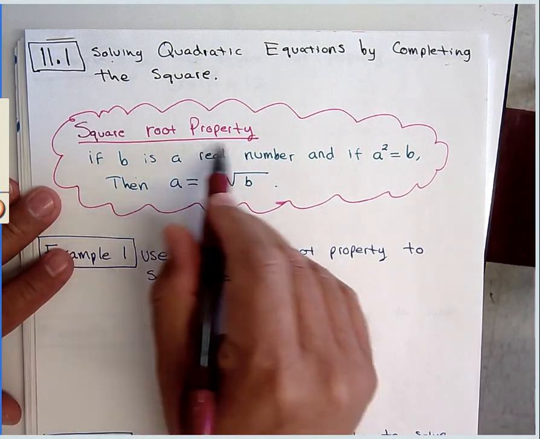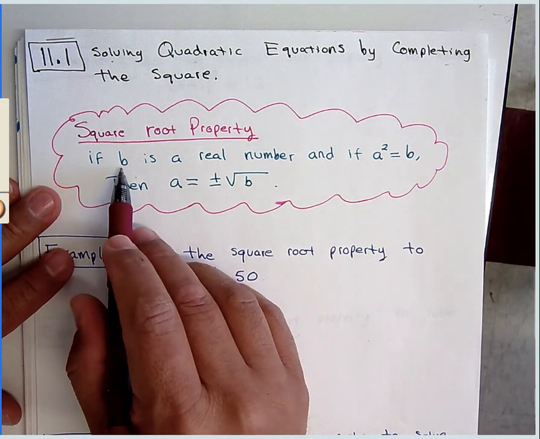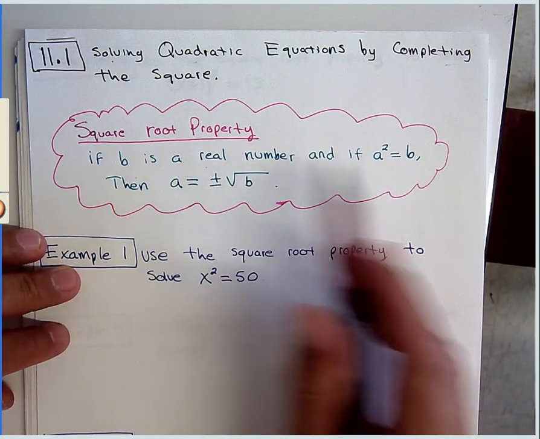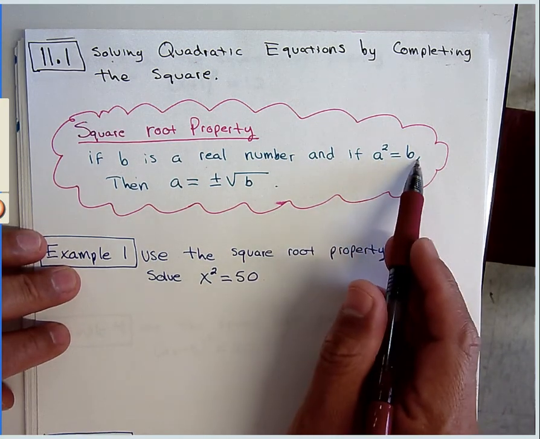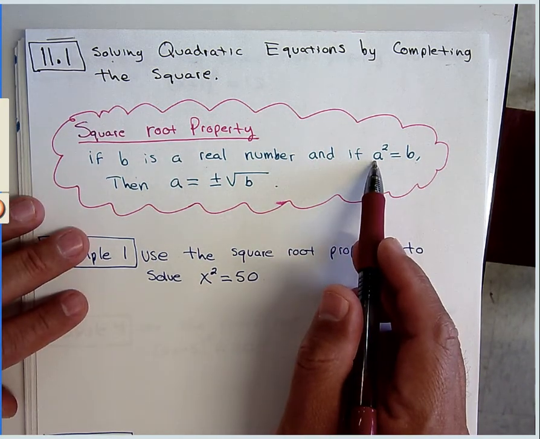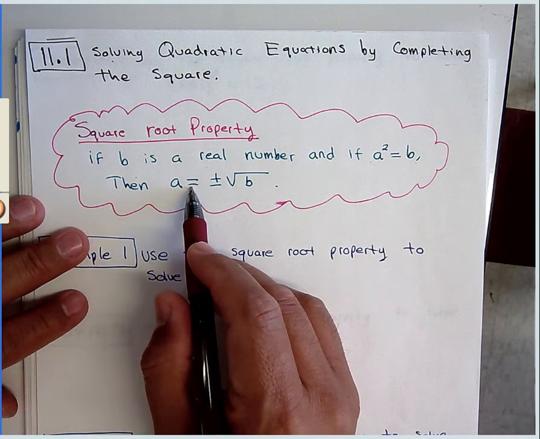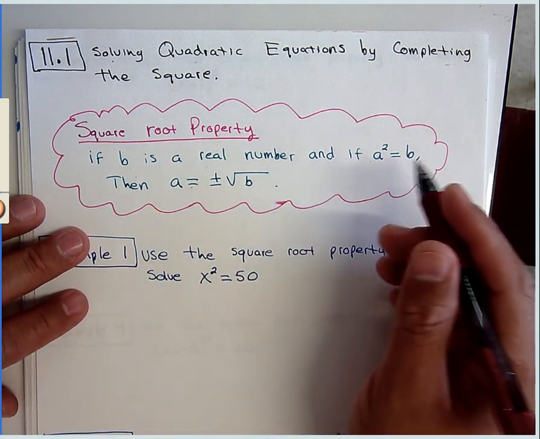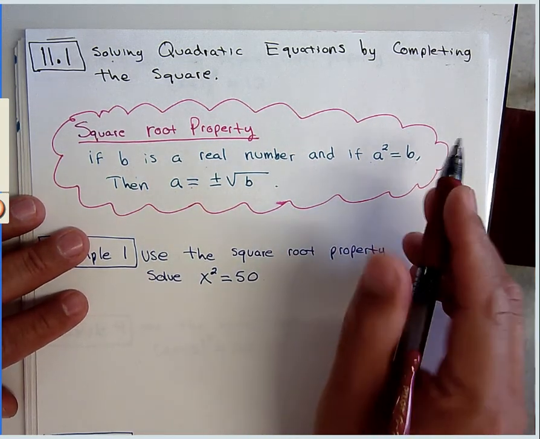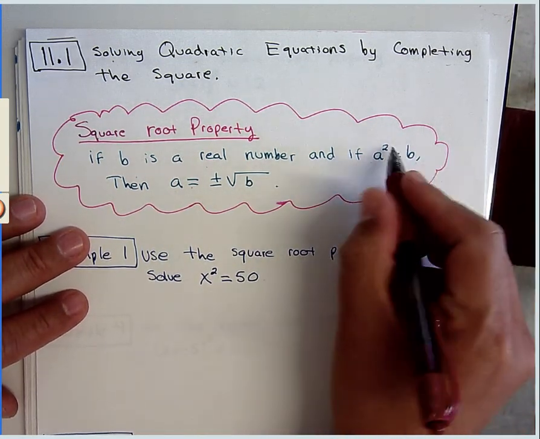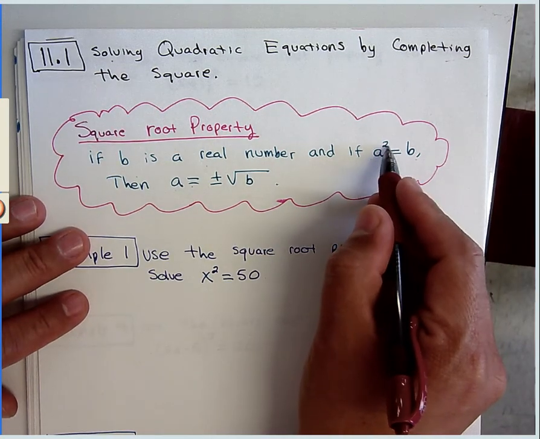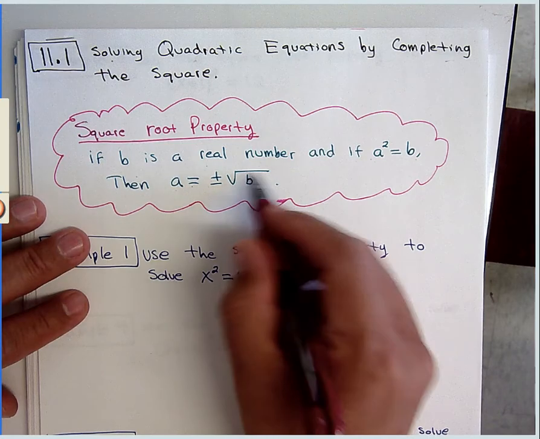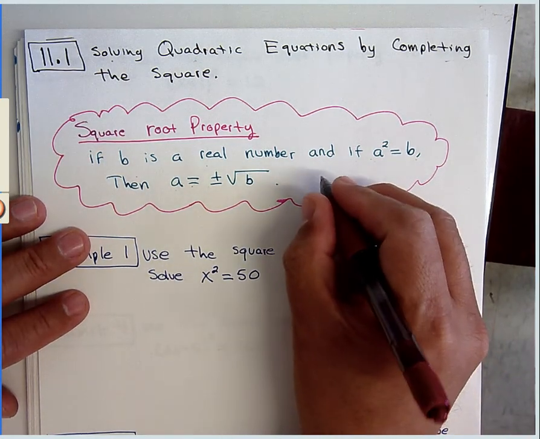So the square root property: if b is a real number, so b would be just any number that is real, and if a squared equals b, then a would be equal to plus or minus the square root of b. Basically it's what we did on a previous lesson, where you take the square root of both sides to cancel the square root and the square, and you end up with this part. So like this.